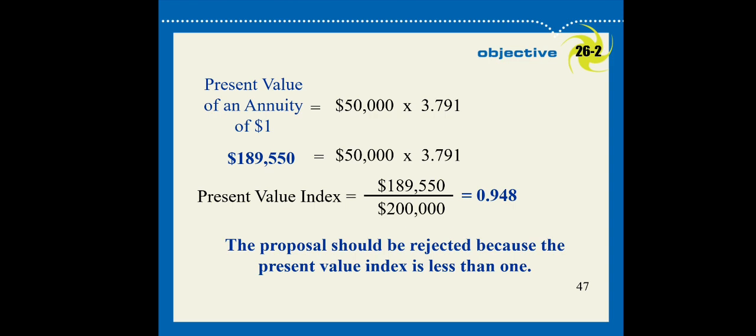So this is another rule. If the present value index is less than 1, then you should reject the proposal. If the present value index is more than 1, the proposal is acceptable, and the higher the index, the better the proposal or investment.